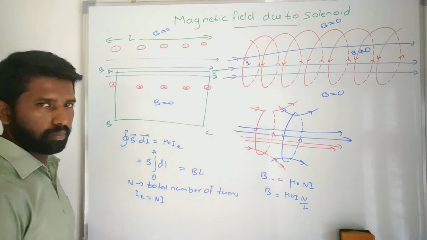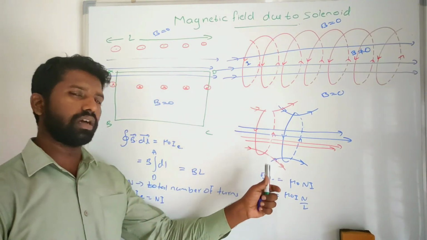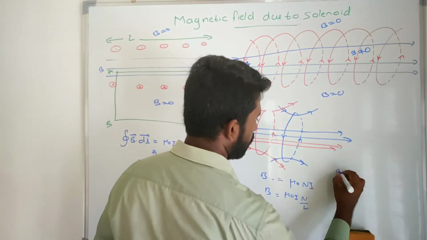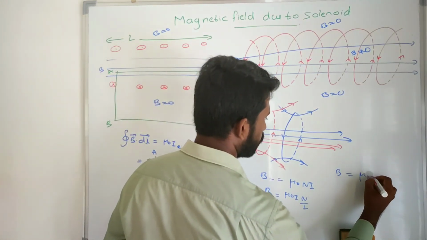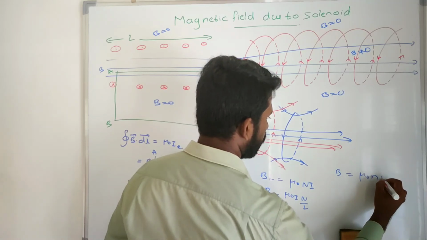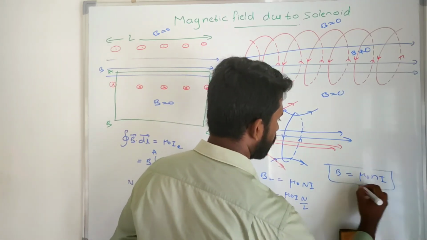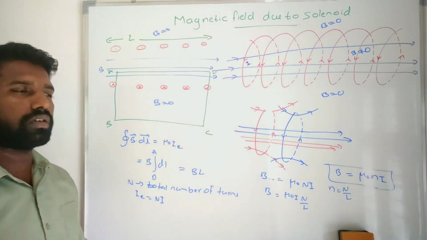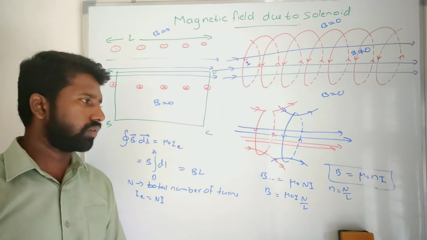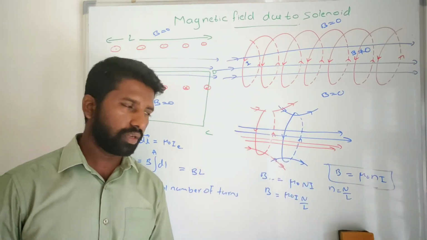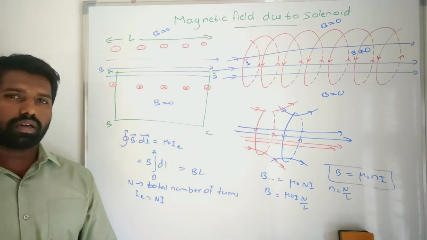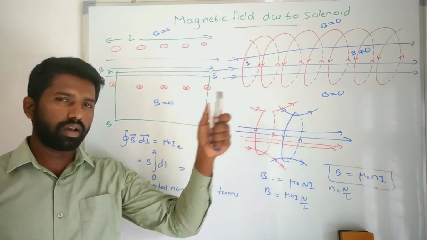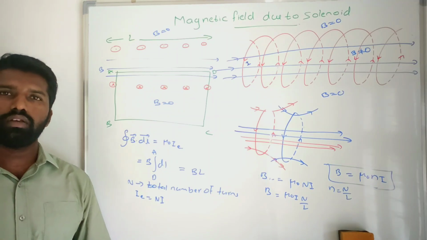What is this N by L? N by L is the number of turns per unit length. So we will take it as B is equal to mu 0 into small n I. What is small letter n? Small n is the total number of turns per unit length. Mu 0 is the permeability, and I is the current flowing through the solenoid. This is the value of the magnetic field due to a solenoid.